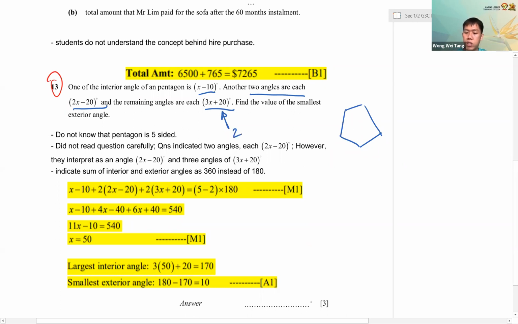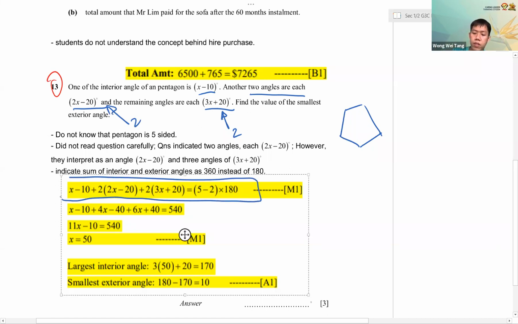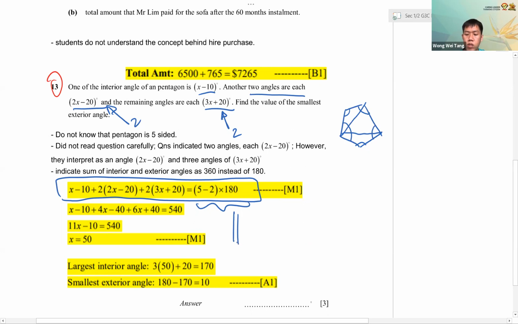Two angles, there are 3x plus 20. Two of them, there are 2x minus 20. You add everything up, it will give you this portion, n minus 2 times 180. Why? Because any pentagon, any 5-sided figure, you can break it up into 3 triangles. So it will be 3 times 180 degrees. So that is the sum of all the angles. So that is just solving for your x value.